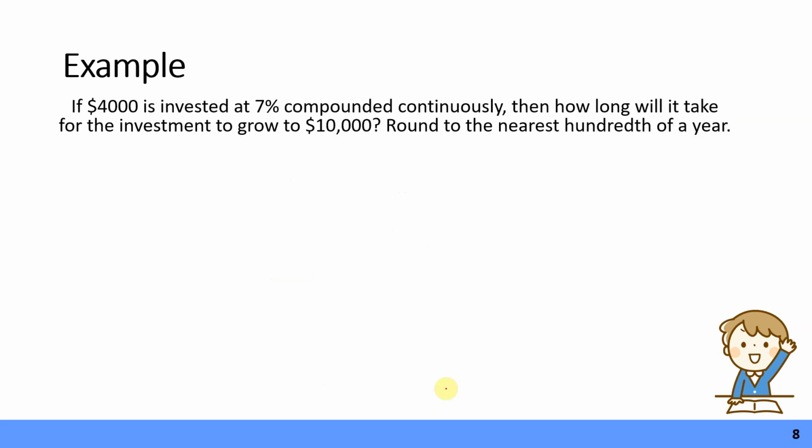All right, so I'm hoping you guys are getting the gist of these. We only have 2 more to go. Okay, let's try this one. If $4,000 is invested at 7% compounded continuously, then how long will it take for the investment to grow to $10,000? Round to the nearest hundredth of a year.